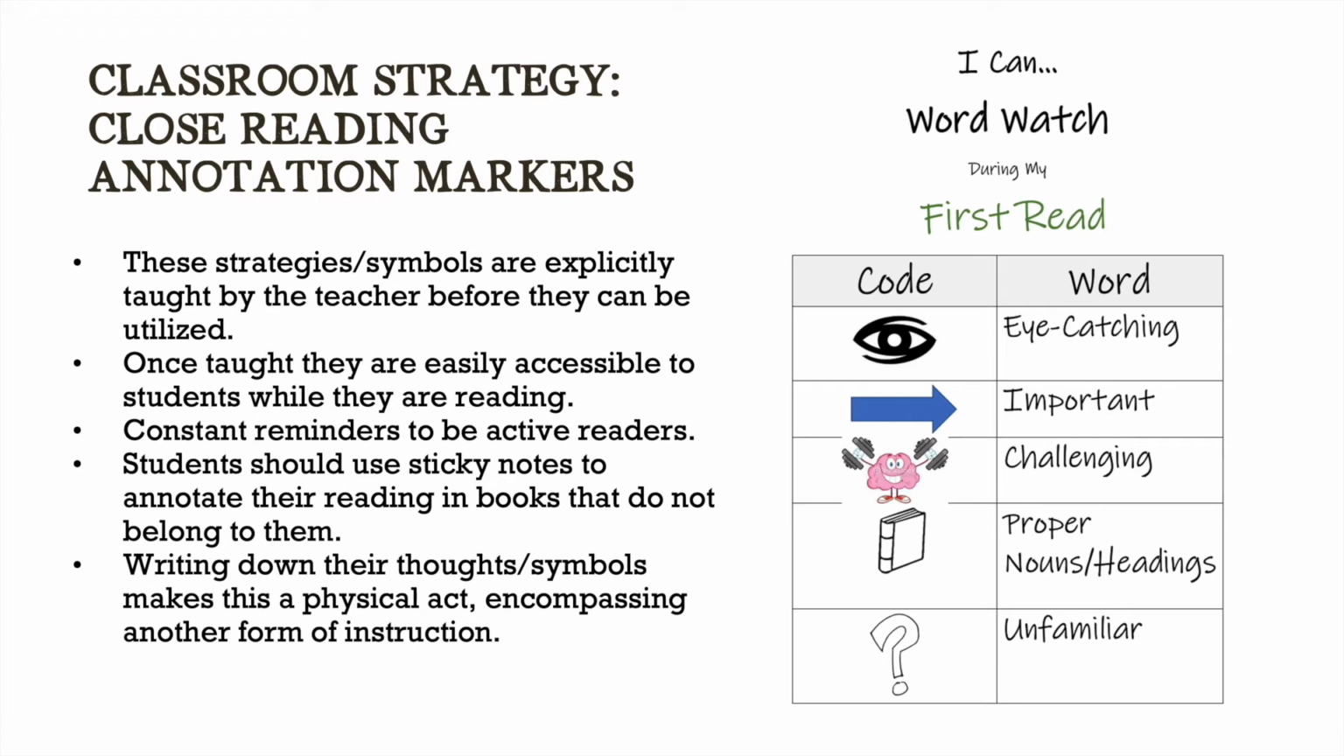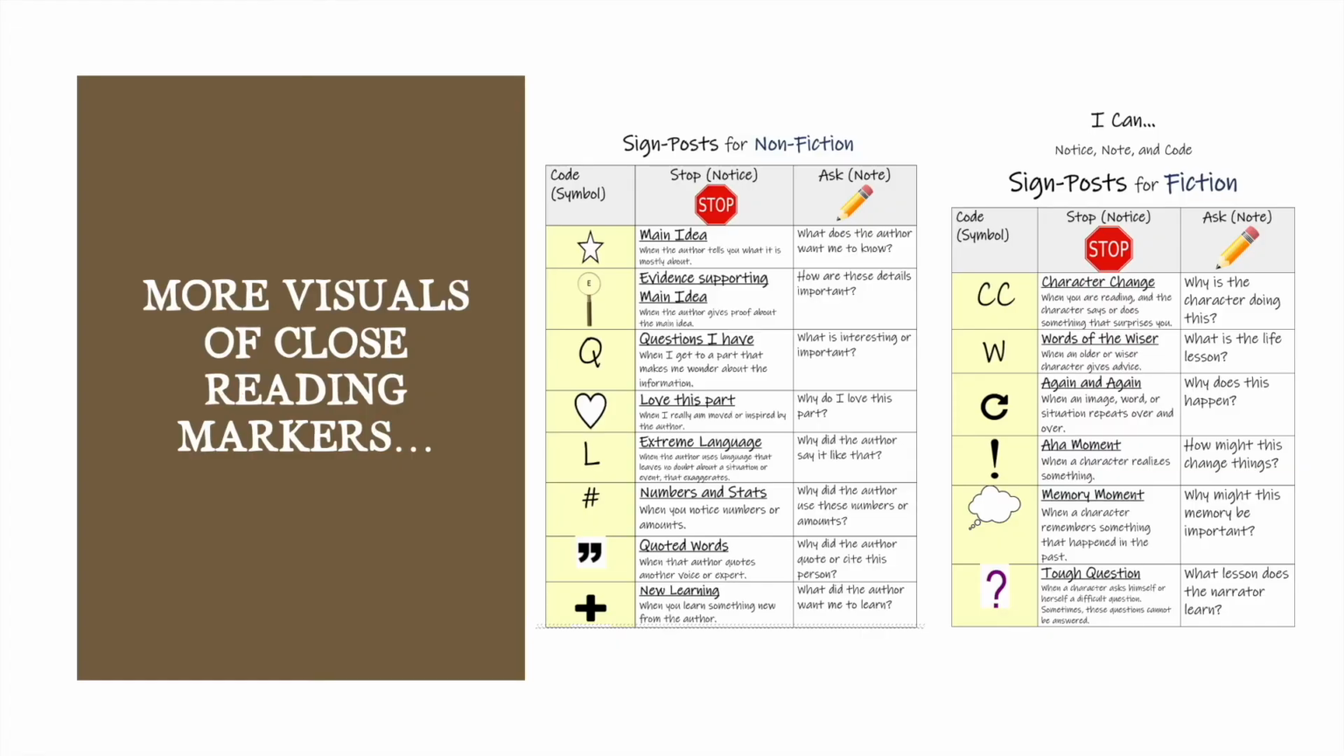For example, their mentor texts in a textbook. Absolutely use a sticky note to keep track of this coding. And then they can write down their thoughts and symbols, which makes it a physical, tangible act. So it's really engaging them more heavily in their reading and to make further connections and questions, and just encompassing another form of instruction or another form of learning for students.